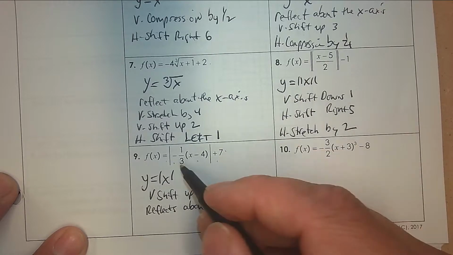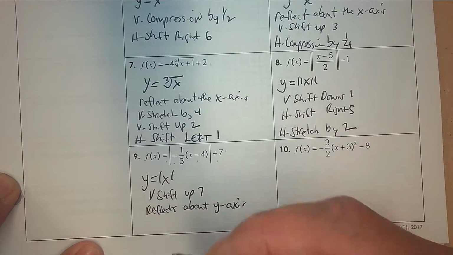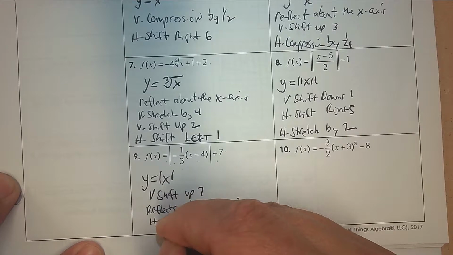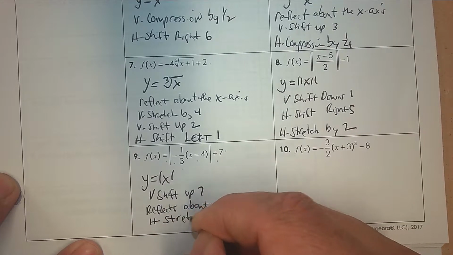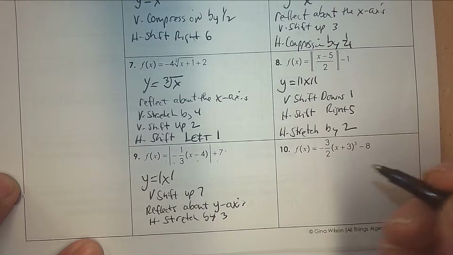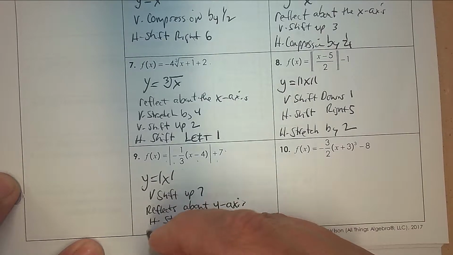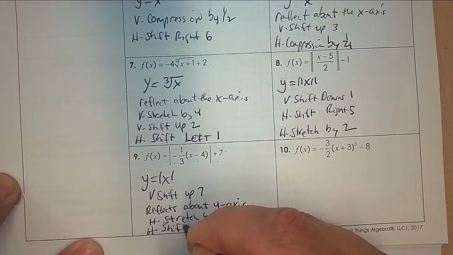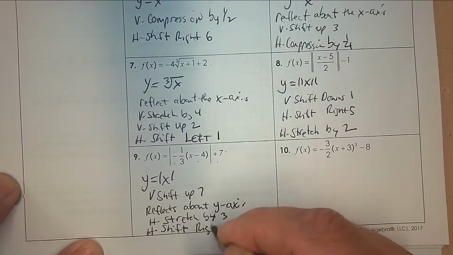What else do I see? 1/3. So the inverse of that, that's times 3. So it's actually a horizontal stretch by 3. And then one more. What does that subtracting 4 do? It makes it shift. And what direction is it going to shift? To the right. That's right, to the right 4.